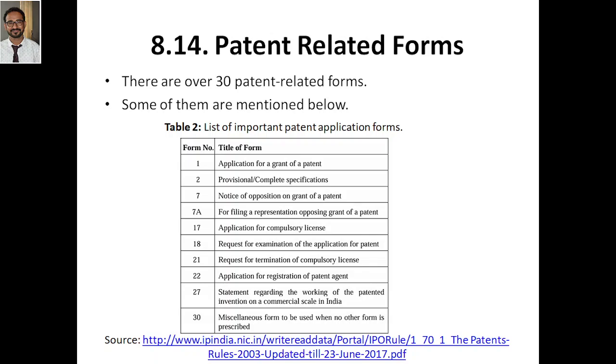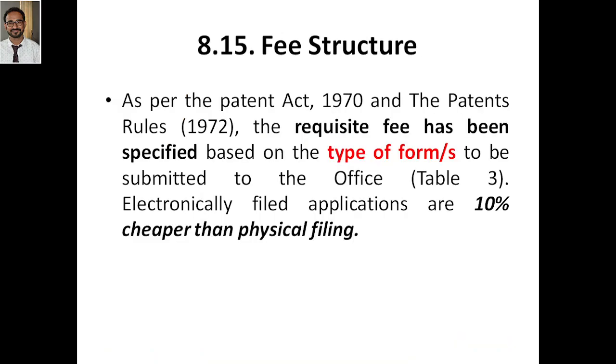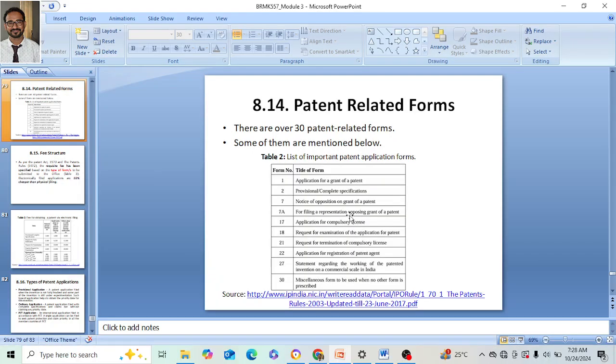Miscellaneous forms are to be used whenever no other form is prescribed; we can go for Form number 30. It is like an annexure. Imagine whatever situation has come which does not have any form, then you can go for Form number 30. Next, we will discuss fee structures in the next class.